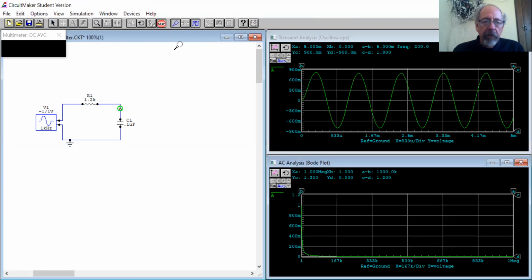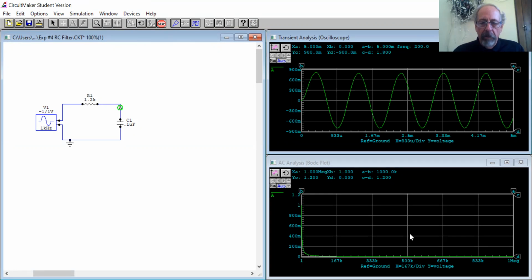And when I run it, I see an oscilloscope screen over to the right and a Bode plot screen. By the way, you should notice that the banner over the oscilloscope is a little bit darker than the banner over the Bode plot. So the oscilloscope is what's active right now.